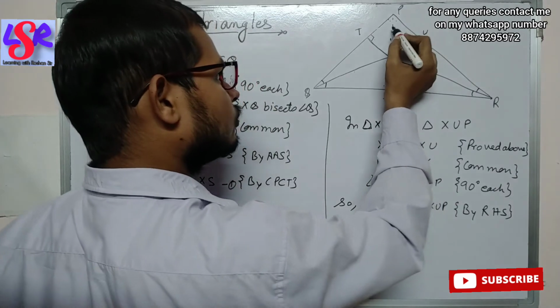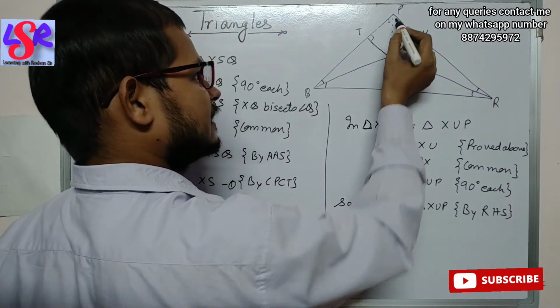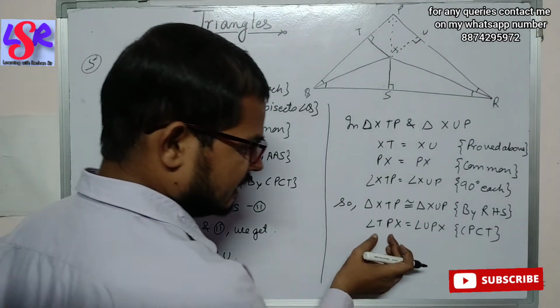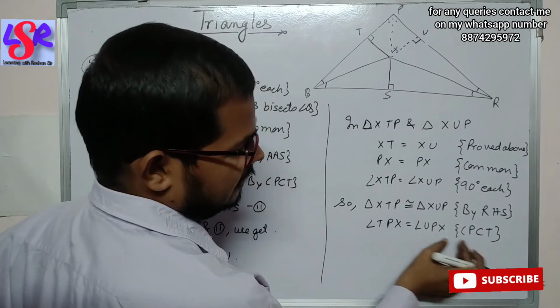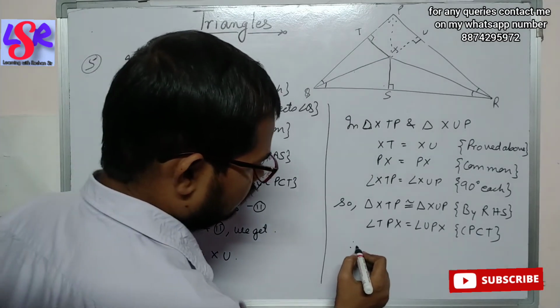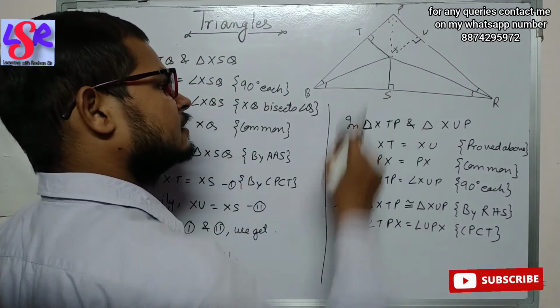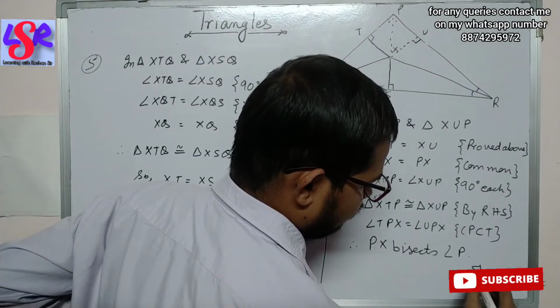Now we can prove these two angles equal by CPCT. That is, angle TPX equals angle UPX by CPCT. Therefore, this PX bisects this angle P. Hence proved.